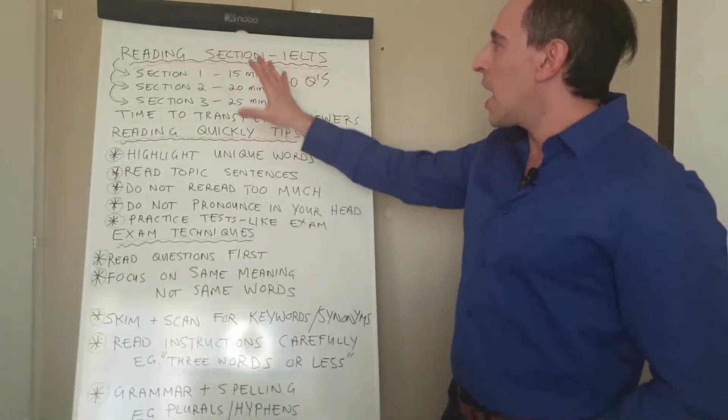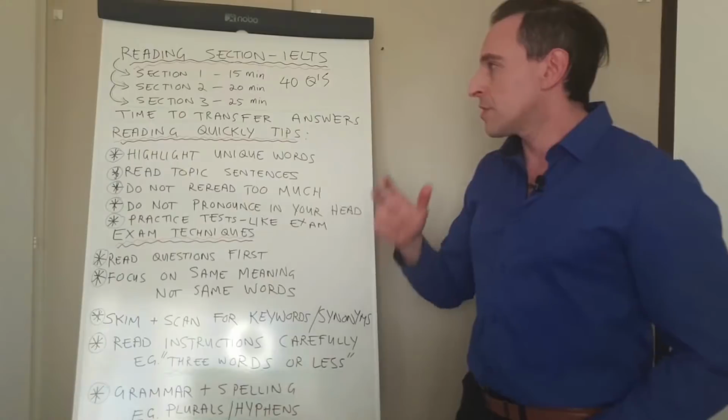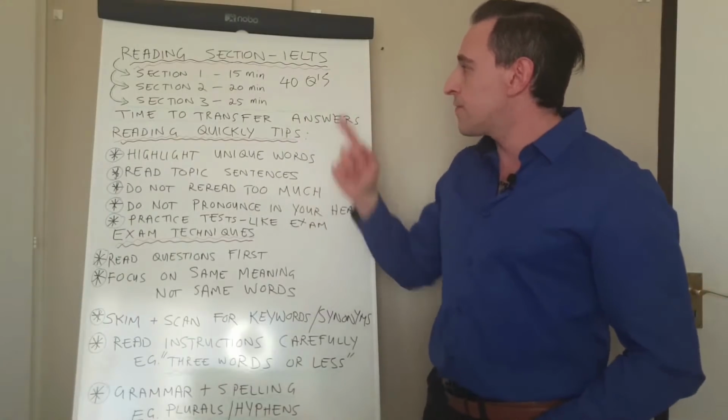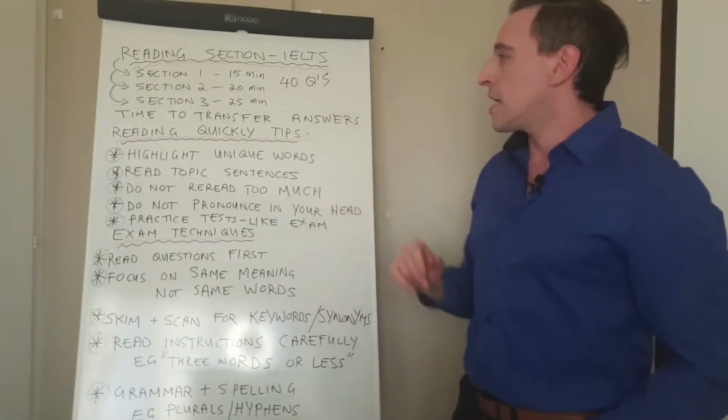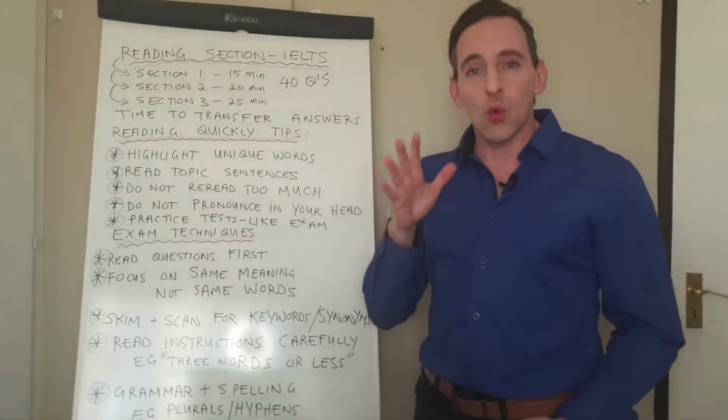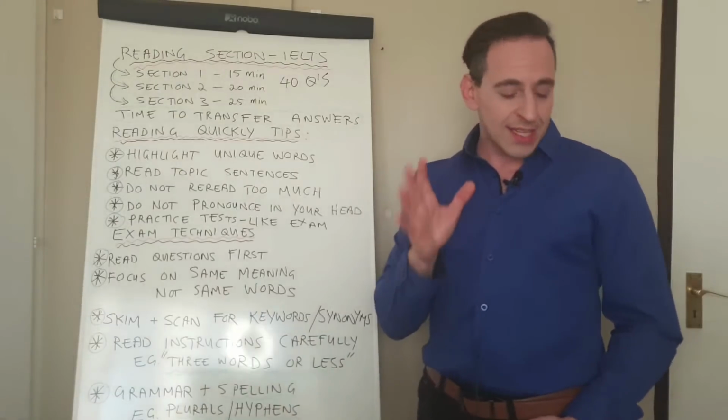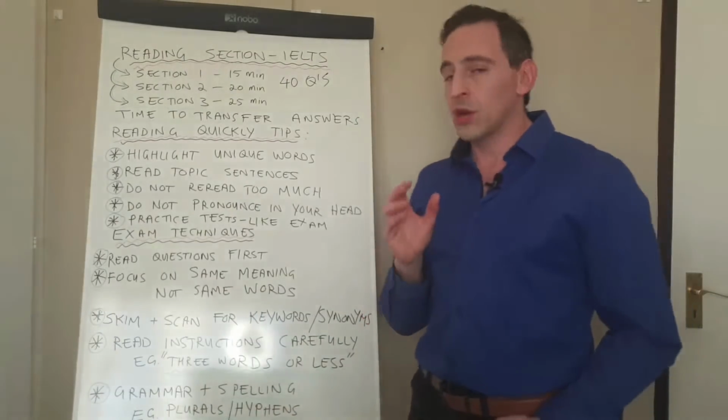So that is IELTS in a general sense. The 3 different sections, the 40 questions. Don't spend too much time on each one. Then let's move on to reading quickly. The tips and techniques for reading quickly.